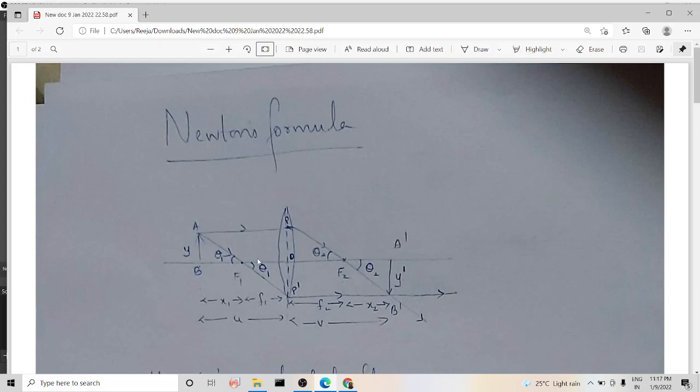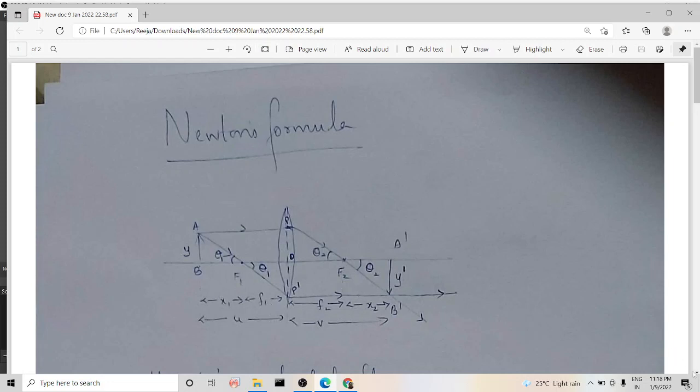Now what are those terms? AB is y, BF1 is x1. So y by x1 should be equal to P dash O. What is P dash O? It is y dash, the same length here. So y dash by, and what is OF1? It is f1. So y by x1 is equal to y dash by f1.